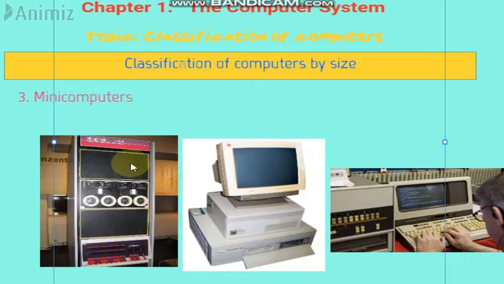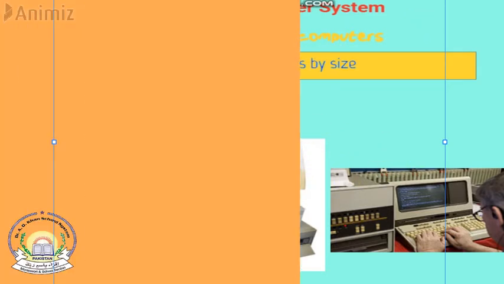This is also a computer which was made in the 1960s. And HP 2100. This is HP 2100. This is Microvax 3100, and this is CDC 16A. So these were developed in the 1960s by IBM, but later they were replaced by microcomputers.